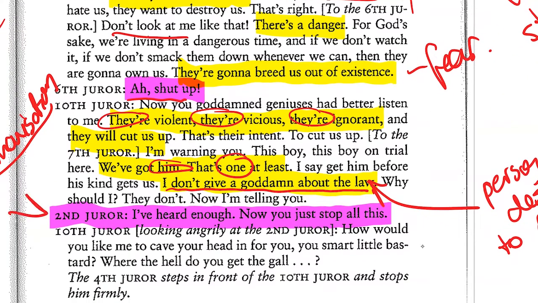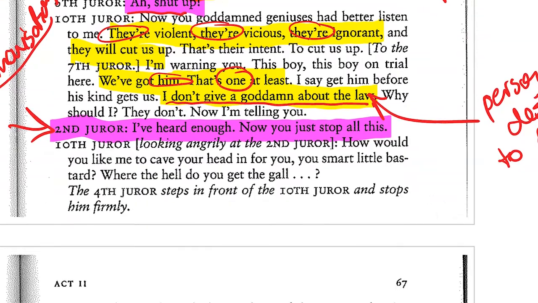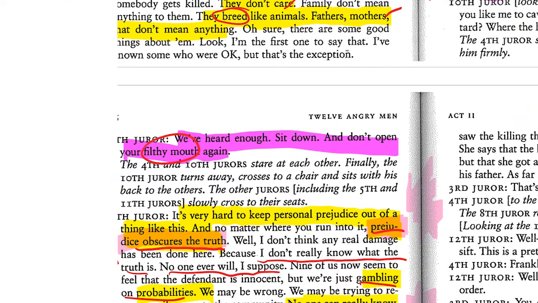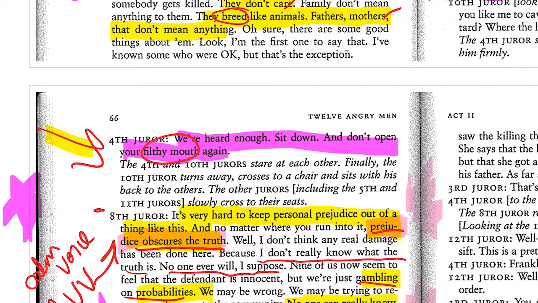And I love the 2nd juror here. I've heard enough. Now you just stop all of this. So who started off as timid has now gained confidence. And then juror 4 tells him to sit down and don't open your filthy mouth again.